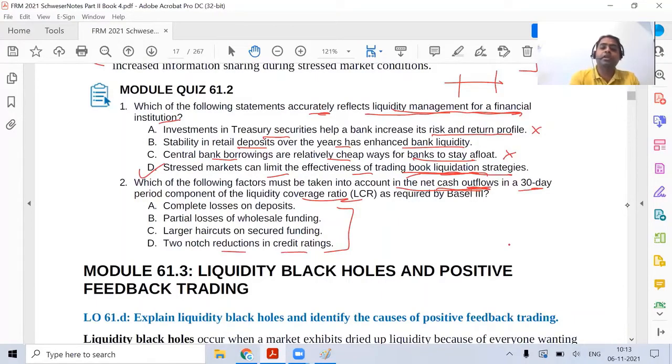Two-notch reduction in credit rating, large haircut on secured funding. Read all of them. Partial loss of wholesale funding, a complete loss of deposit. If I'm not wrong, it was partial loss of deposit and complete loss of wholesale funding. So these two definitely go out. What about C and D? Two-notch reduction in credit rating or large haircut on secured funding?